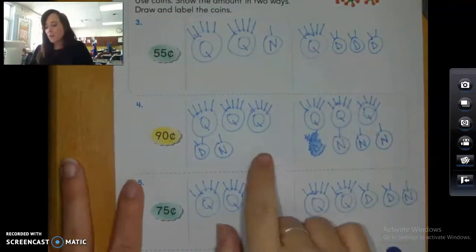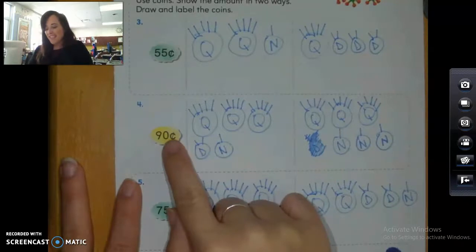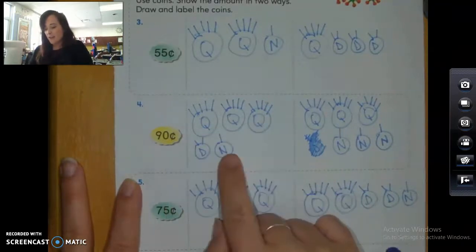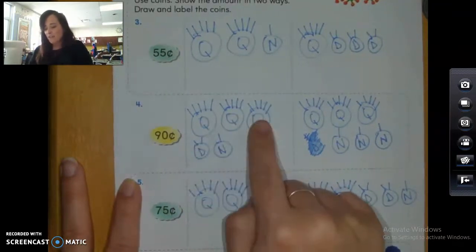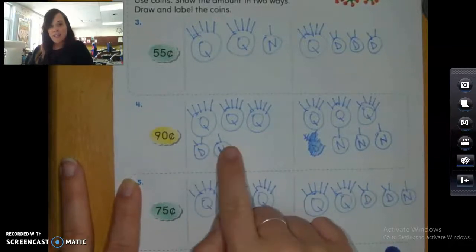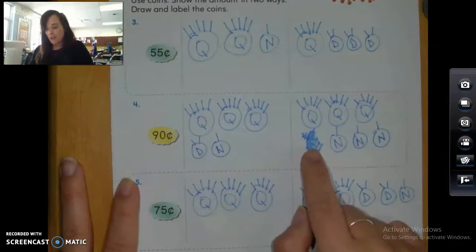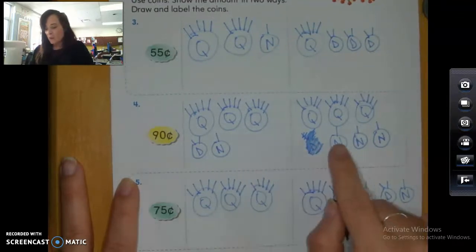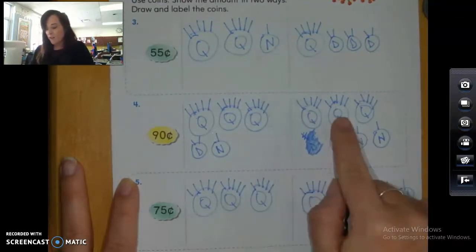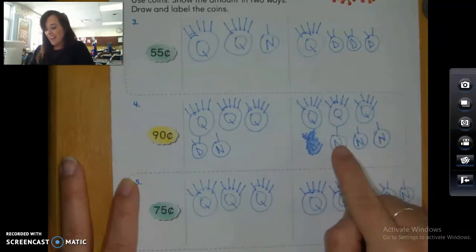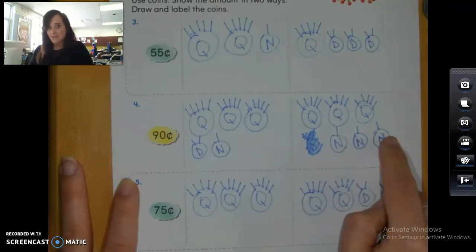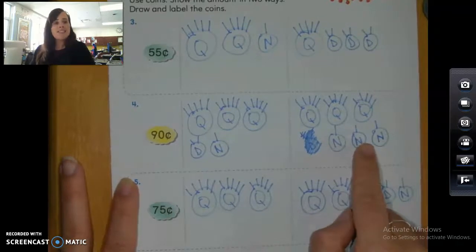All right, for number 2, we wanted to make 90 cents. So I put 3 quarters, a dime, and a nickel. So 25, 50, 75, 85, 90. Okay? And then over here, I made a little bit of a mistake. Okay? I traded out this dime, and I put 2 nickels instead. So we have 25, 50, 75, 80, 85, 90. Okay? Both equal 90 cents.